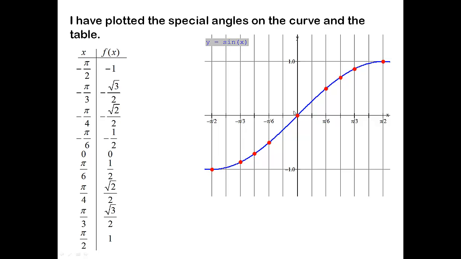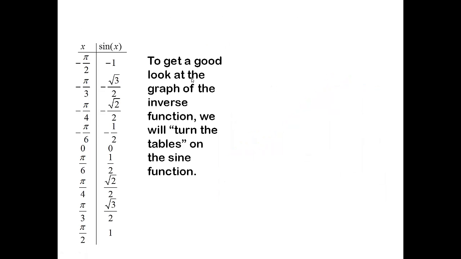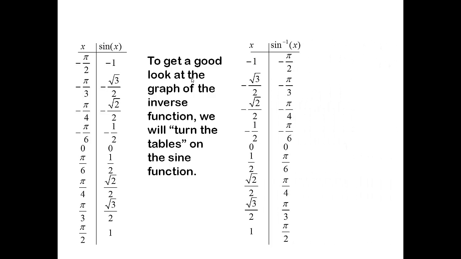So it passes through all those values, including those critical red values shown here. As you did with inverses in the beginning, you swap the inputs and the outputs. You can start to get a picture of what an inverse sine function looks like.